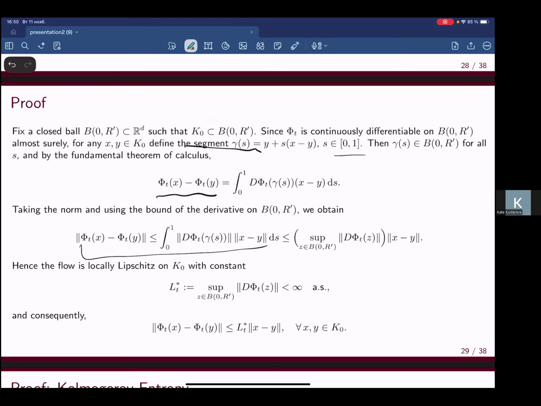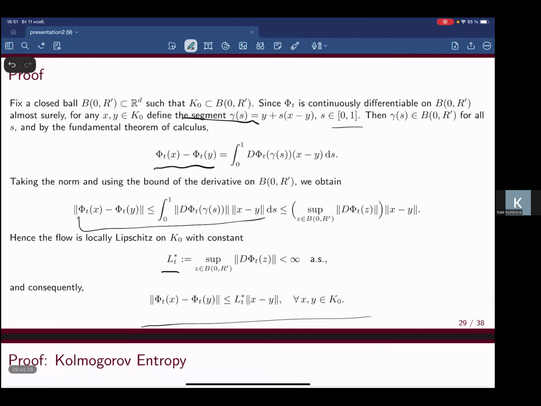Since the derivative is bounded on the ball, we can replace the integral by the supremum of the derivative on the ball. Hence the flow phi is locally Lipschitz on K0 with the constant L_T star. And therefore, for all x, y belonging to K0, we have such an inequality.